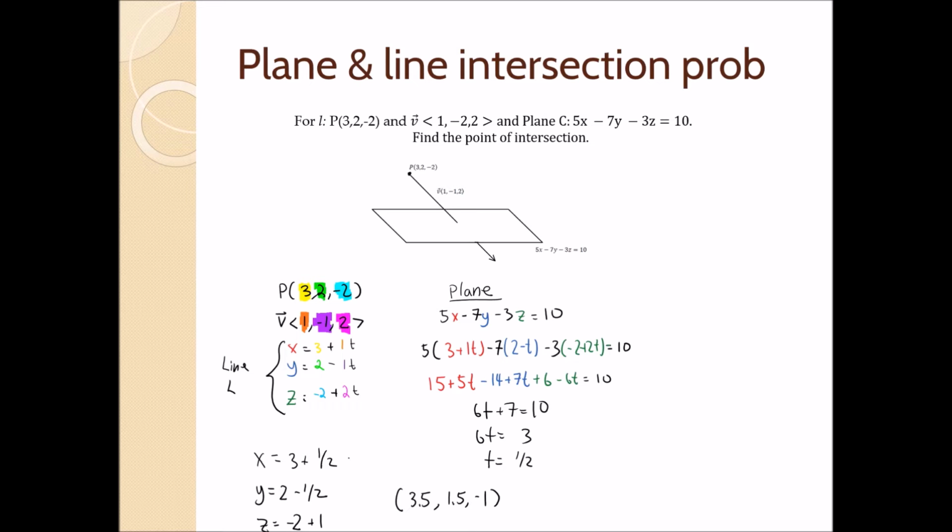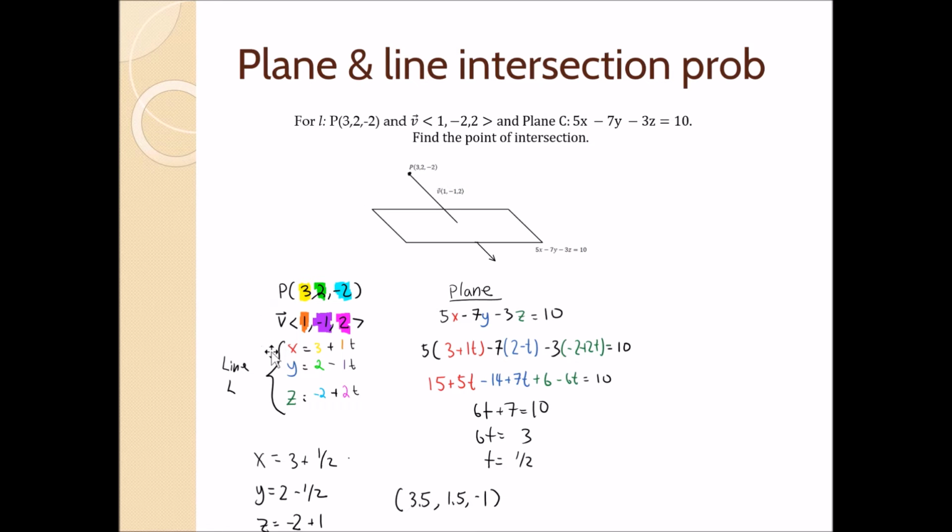So here we have a plane and line intersection problem. We have a point P as 3, 2, negative 2, a vector 1, negative 1, 2, and a plane represented by 5x minus 7y minus 3z equals 10.